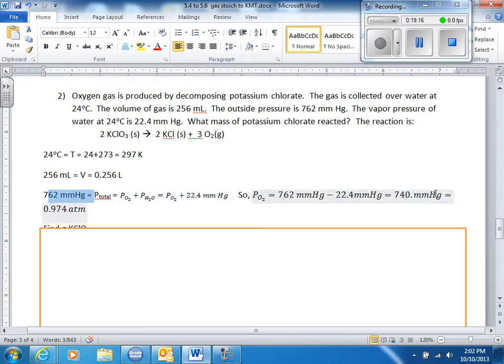And we need to convert this to atmospheres. I didn't show you that conversion step, but you should be able to do that. You just divide by 760 and multiply by 1 to go from millimeters mercury to atmospheres.